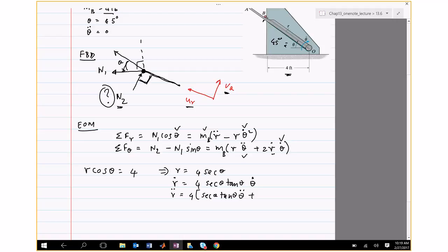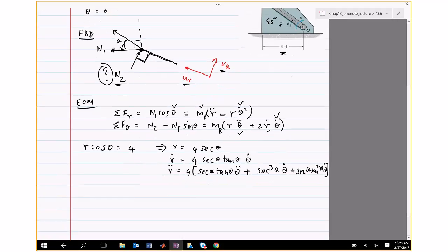plus, let's take the derivative of tan theta. So what's the derivative of tan theta? It's secant squared theta. So it's going to be secant cubed theta times theta dot. Plus, I just need to take the derivative of secant theta. That's going to be secant times tan theta. So secant theta tan squared theta theta dot.